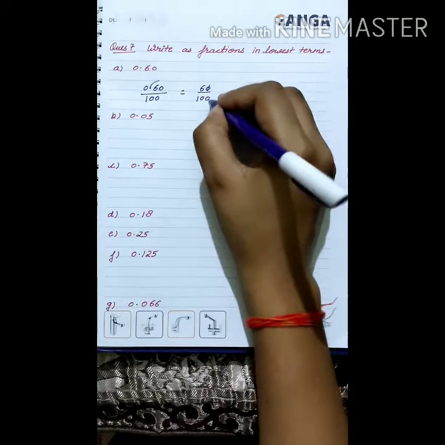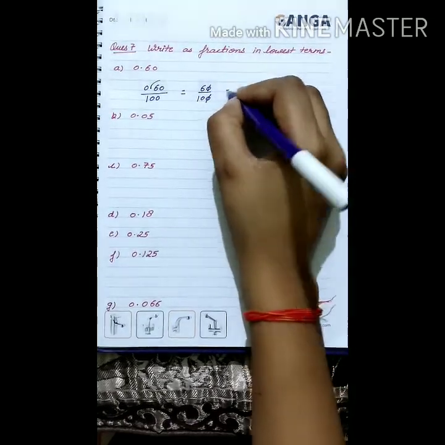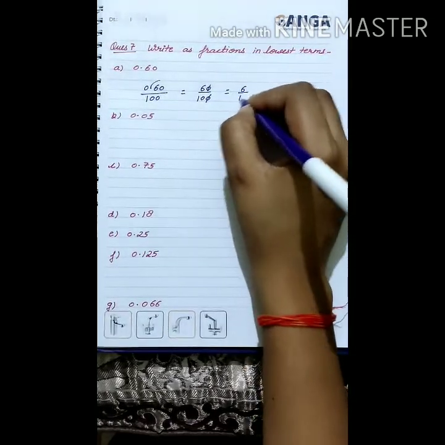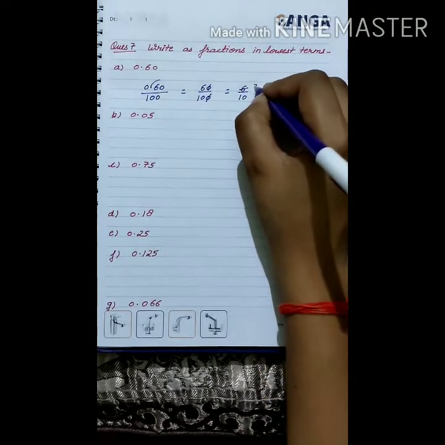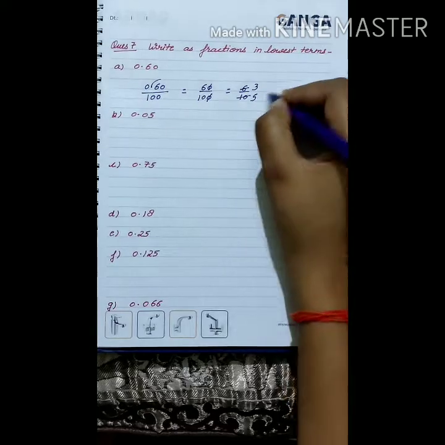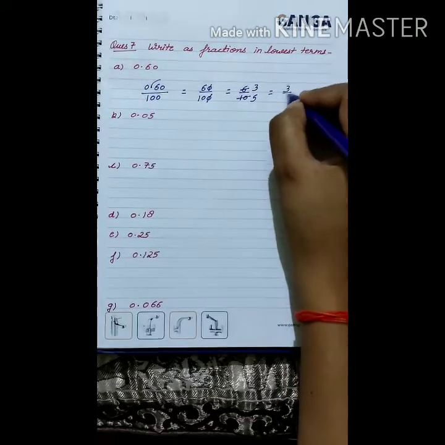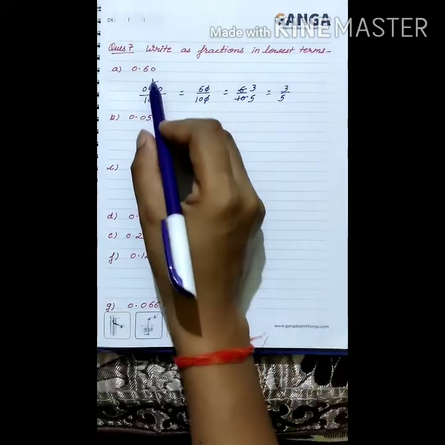Now 0, 0 cancelled. Now it is remaining 6 upon 10. Both numbers are divisible by 2, so we will simplify it. 2 3s are 6, 2 5s are 10. That is equal to 3 upon 5. It is the simplest form of 0.60.